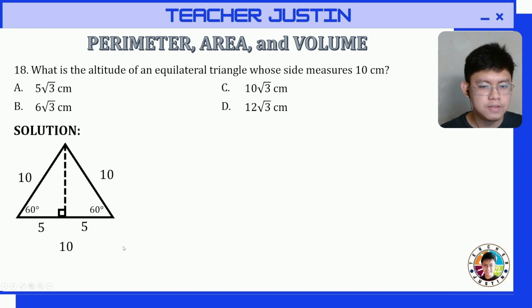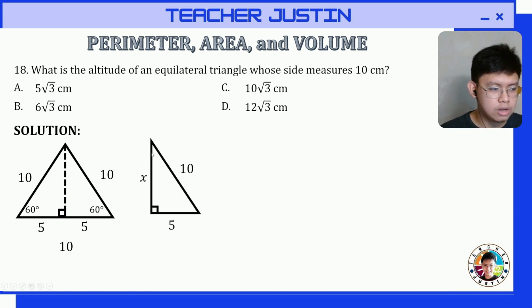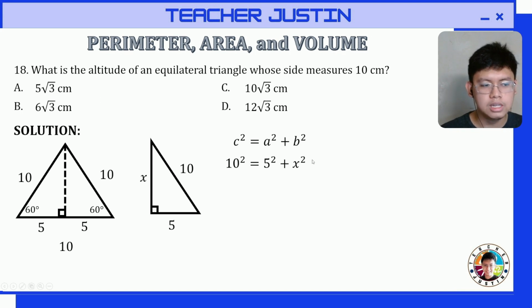Now, para ma-solve natin to, kunin natin yung half netong equilateral triangle na to. So, ito yung half ng ating equilateral triangle and it will be a right triangle. So, para ma-solve natin tong leg ng ating right triangle, we're going to use the Pythagorean theorem. So, since we're given the hypotenuse and one of the legs, okay, pwede natin gamitin tong Pythagorean theorem. So, substitute natin, we will have 10 squared is equal to 5 squared plus x squared.